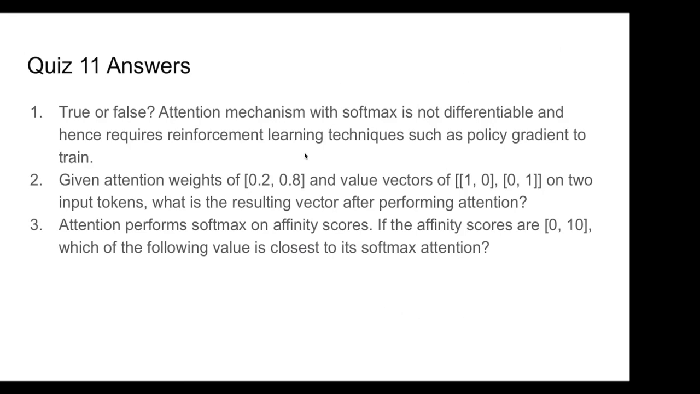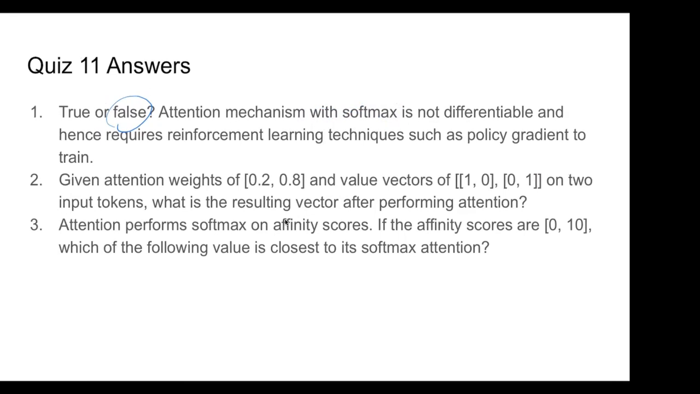Okay, so here they are. I was actually very happy that at least all the majority votes are correct. So number one, the answer is false. Why? Attention mechanism with softmax is not differentiable and hence requires reinforcement learning techniques such as policy gradients to train. Well, if I didn't say this, then maybe this is correct because it depends on how you define attention mechanism. Technically, you can think of hard attention, where you only look at one or two, whereas soft attention is not hard, right? But softmax is actually used to make it soft. So this is exactly the purpose of making it differentiable. So you cannot say this is not differentiable.